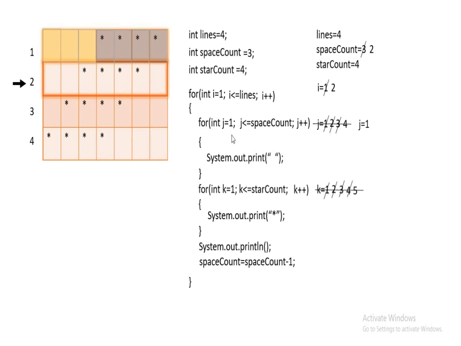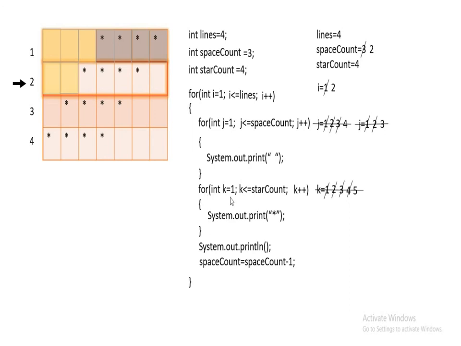Now j equal to 1. 1 is less than or equal to 2. So print space. Then j++, j becomes 2. 2 is less than or equal to 2. Again print space. Then j becomes 3. 3 is not less than or equal to 2. So end this for loop and come to this for loop.